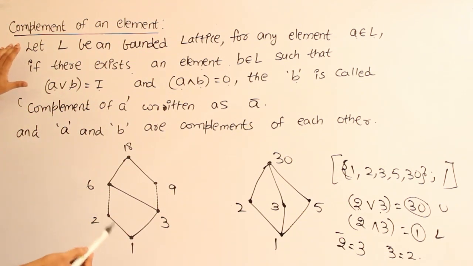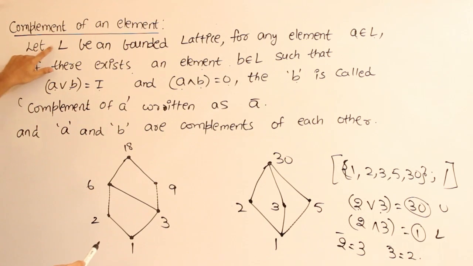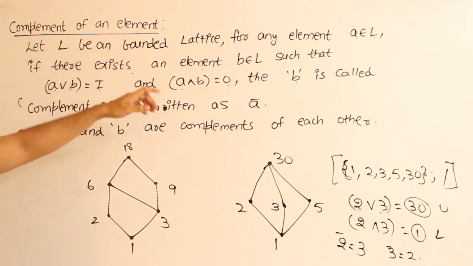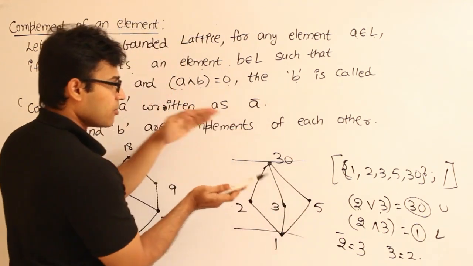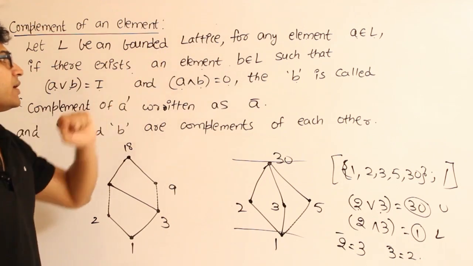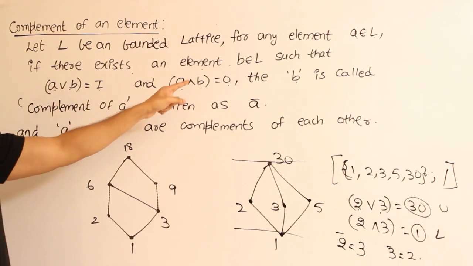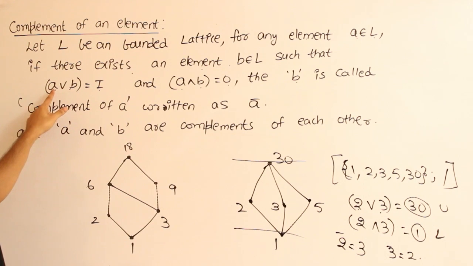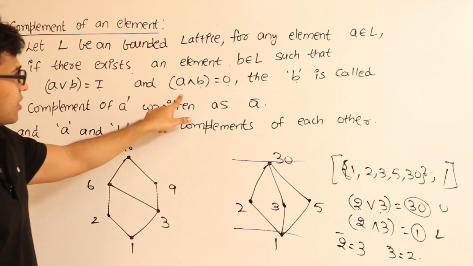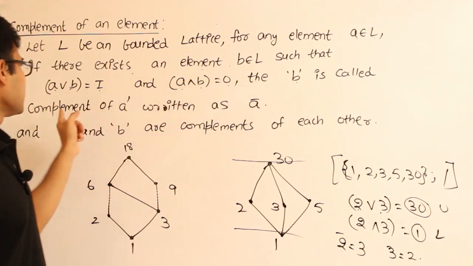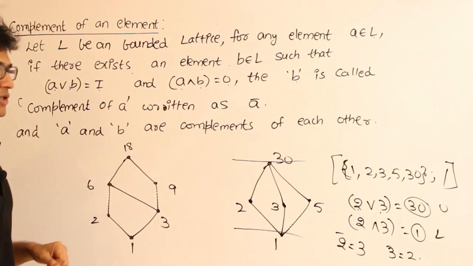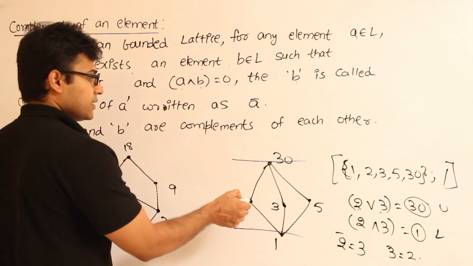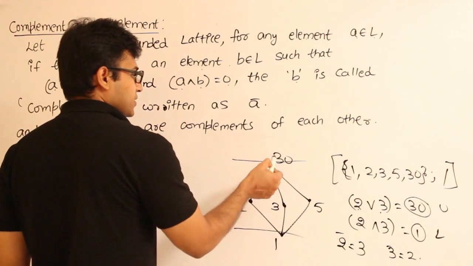Let me explain the definition one more time. Let L be a bounded lattice, which means we are talking about lattices which have the upper bound and the lower bound. It should be bounded. Then for any element a belongs to L, if there exists an element b belongs to L such that a join b is equal to the upper bound and a meet b is equal to the lower bound, then b is called complement of a, written as a complement. a and b are called complements of each other. So in this example you can clearly see that 2 and 3 are complements.